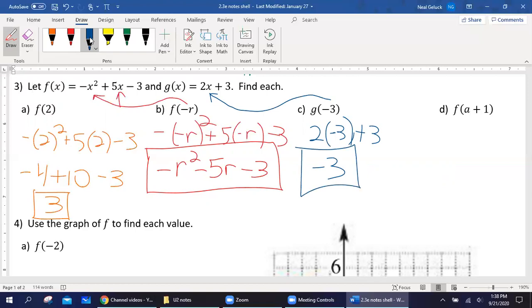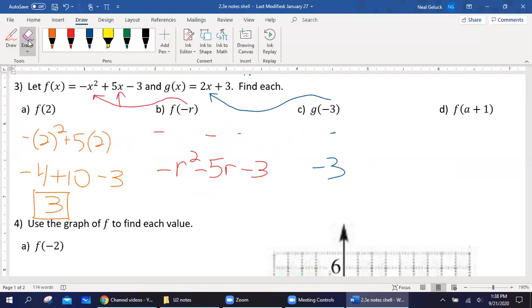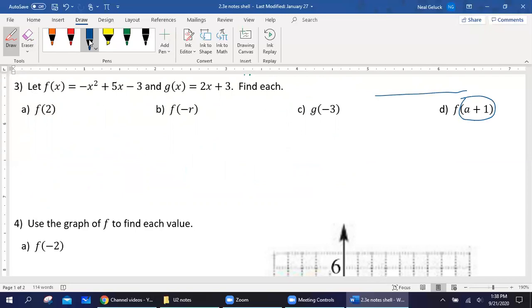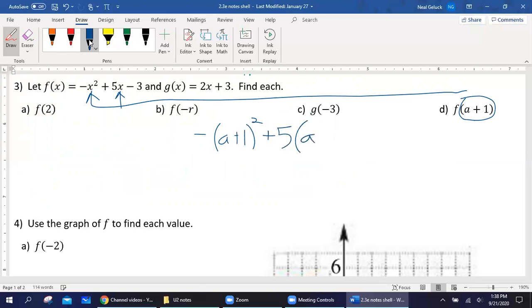For letter D, this is not a number or a variable, it's actually a combination, the full factor here. So, still the same thing. Whatever is in those parentheses gets plugged in for the variable. So this is going to be negative (a plus 1) squared plus 5(a plus 1) minus 3.